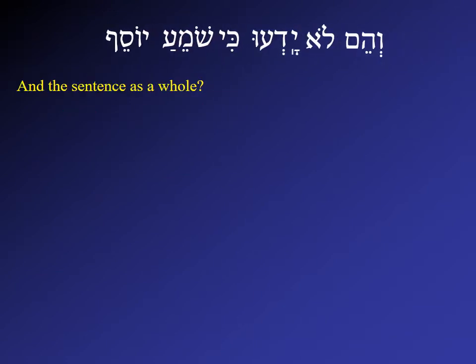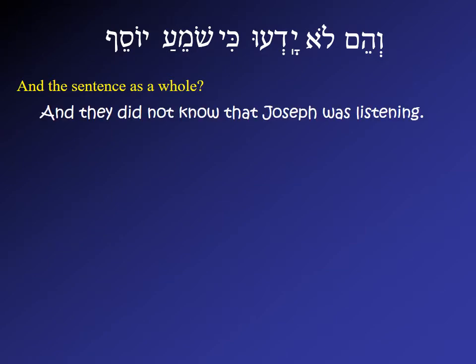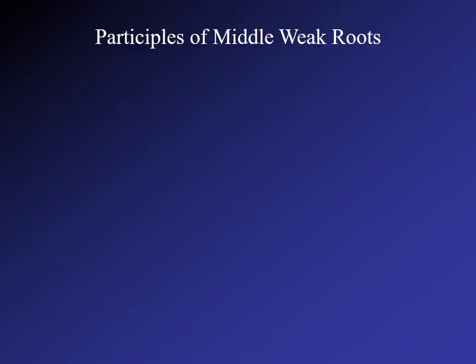So let's look at that whole sentence. V'hem lo yadeu ki shomea Yosef. So as we translate as a whole, and they, v'hem lo yadeu, they did not know, ki shomea Yosef, that Joseph was listening. And they did not know that Joseph was listening.